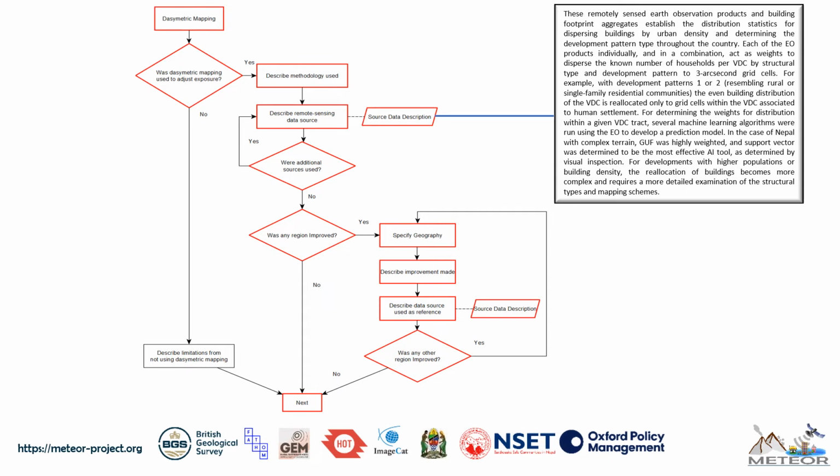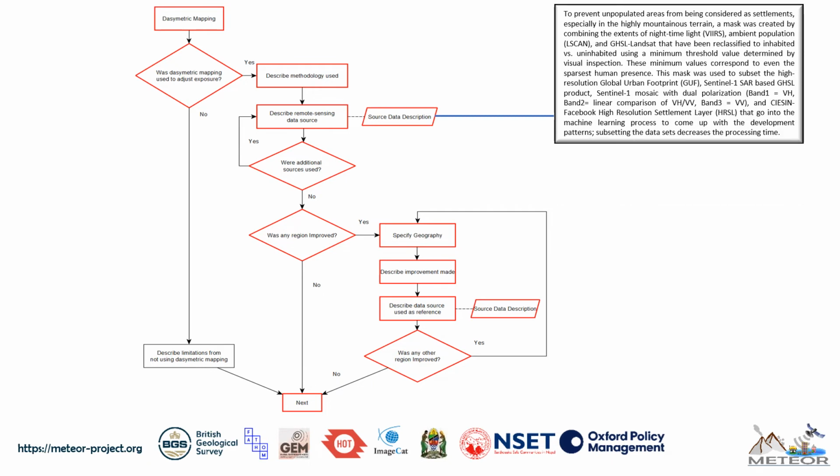For development patterns with higher populations and building density, the reallocation of buildings became more complex and requires a more detailed examination of the structural types and mapping schemes. To prevent unpopulated areas from being considered as settlements, especially in highly mountainous terrain, a mask was created by combining the extents of nighttime lights, ambient population, and the Landsat-based global human settlement layer.